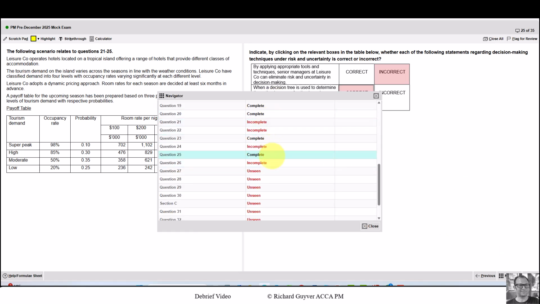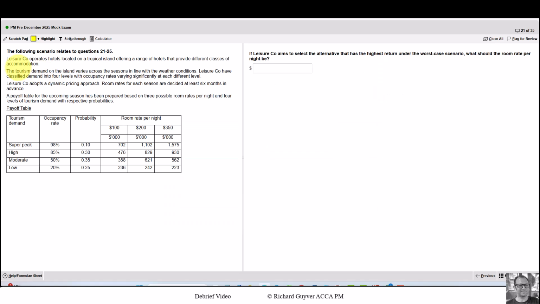So in this section B, we've got 2 outliers. And once again, if you pause the video, have a read through, and then we'll start answering the other 3 questions in this one. The question is, if they're aiming to seek the highest return under the worst case scenario, what is the room rate per night? That's the maxi-min decision rule. And the way we do that is we work from the right to the left.